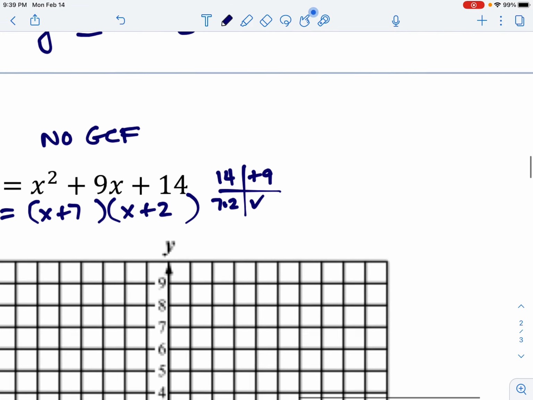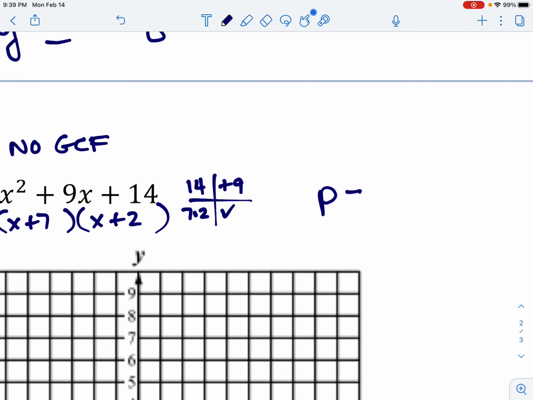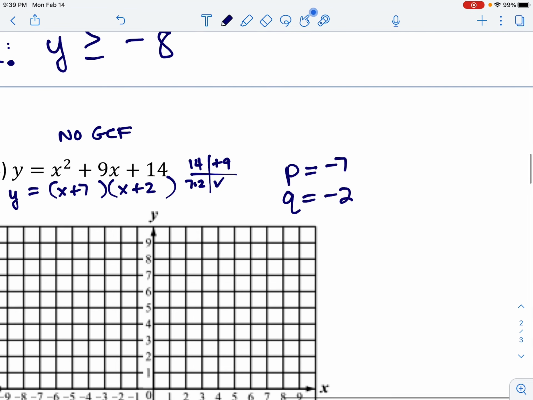So now that I have my two factors, I can pick out P. P is negative 7. Q is negative 2. Solve for x. X equals negative 7 minus 2 over 2. This one is going to give us negative 9 over 2 as our x value.